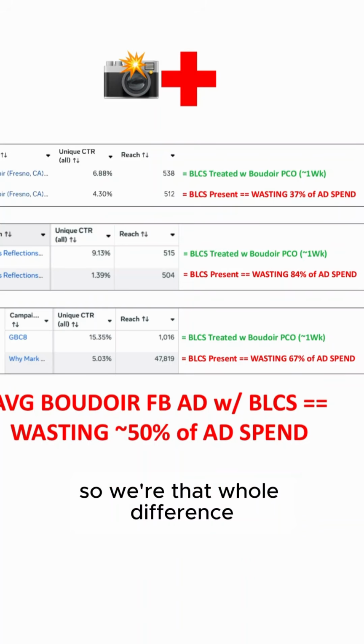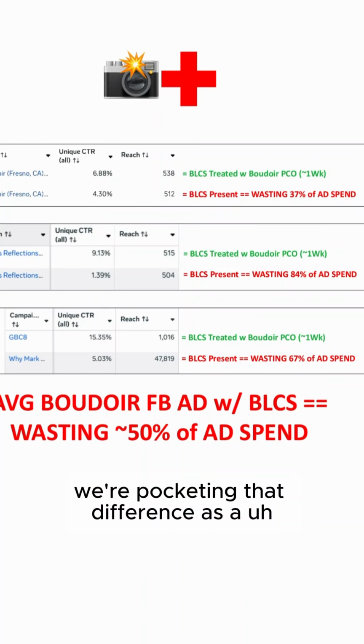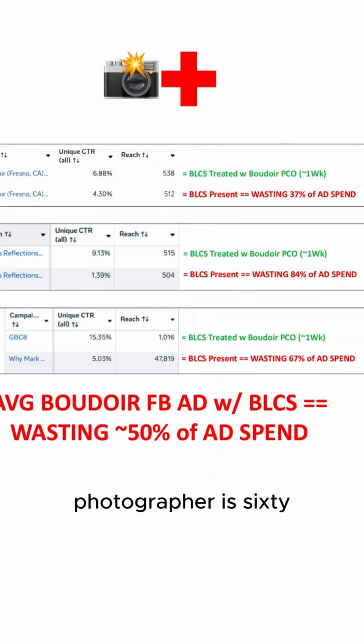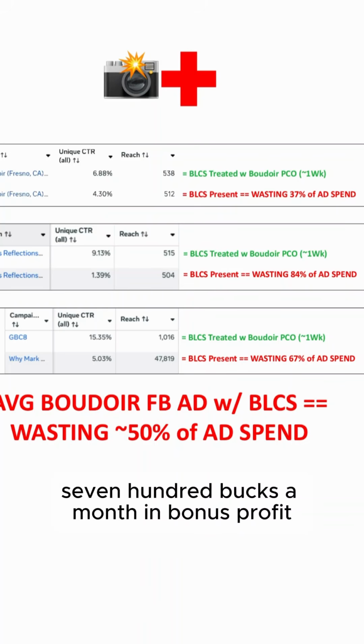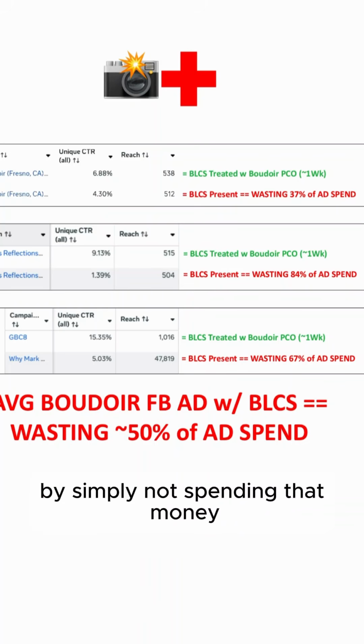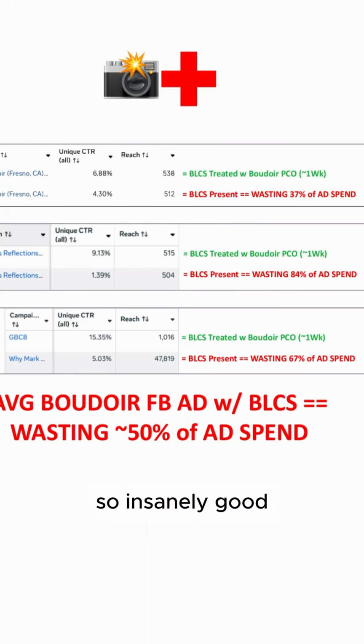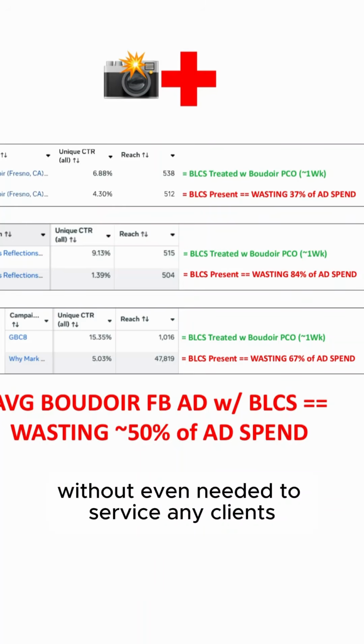So that whole difference, we're pocketing that difference as a bonus profit, or the business owner is, the boudoir photographer, $6,700 a month in bonus profit by simply not spending that money. I would say, 80 grand bonus in the next 12 months. So insanely good without even needing to service any clients.